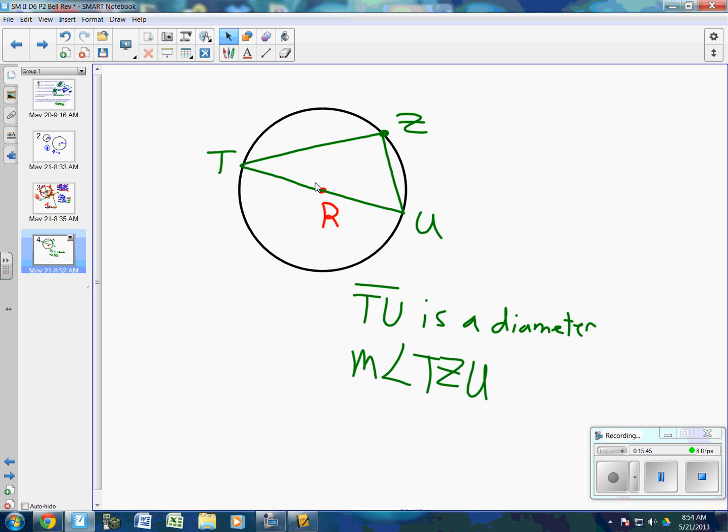Okay, Cheyenne, what's the answer? 90 degrees. That's correct. Why, Cheyenne? Why? What about the chord? What chord? No, it's not because of that. Kai, go ahead.